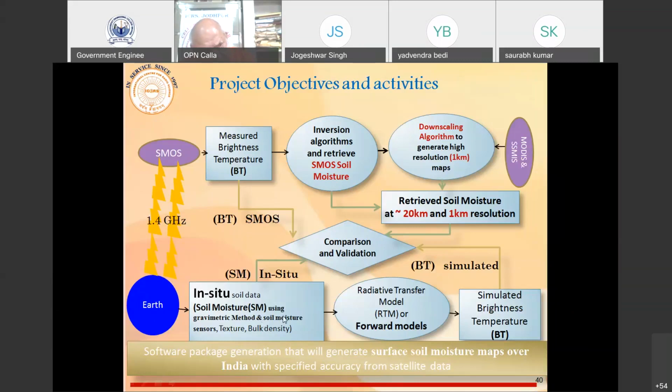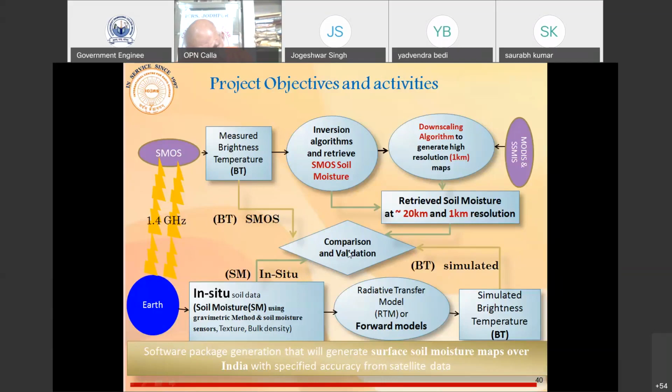Then from here you go to this model, the radiative transfer model or forward model. Using this model, we simulate a brightness temperature. So from soil moisture, we get the BT. This side we take soil moisture in situ straight away. So now we have two comparisons here. One is the soil moisture in situ compared with the soil moisture retrieved from SMOS. The second one is the brightness temperature obtained from SMOS, which is compared with the simulated brightness temperature.